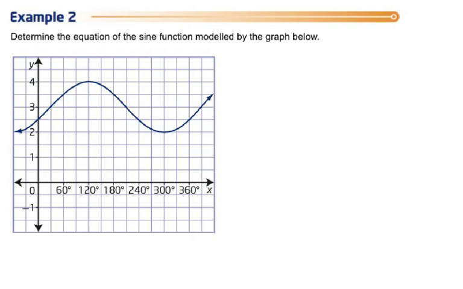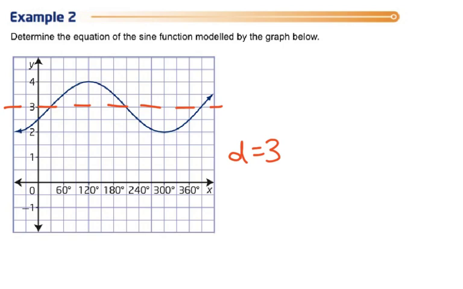We'll go through the same process with this equation as we did for the last one. Always start off by identifying d, the vertical shift. So find the midpoint of the function, which would be here at 3. That tells us d is 3.